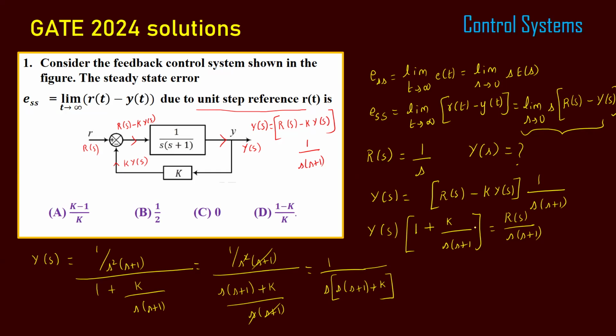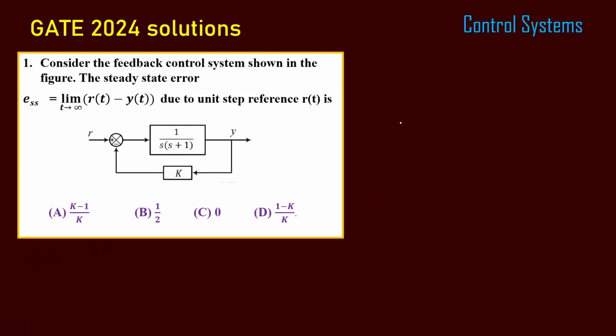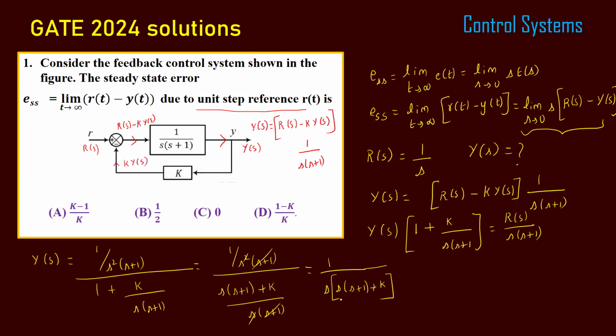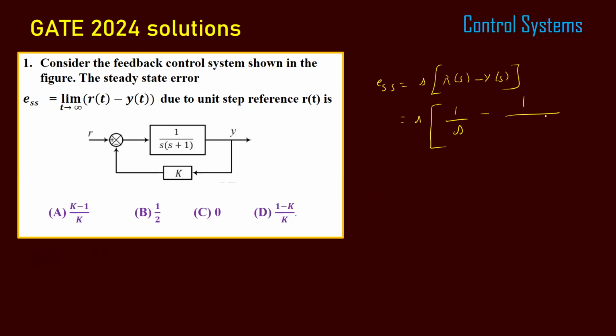Now we need to substitute in this steady state error formulation. Let me substitute: ESS equals S into R of S minus Y of S. Here S into, what is R of S? 1 by S. Already we found Y of S, which is this value, so I am going to substitute that: 1 by S into the whole brace S into S plus 1 plus K.